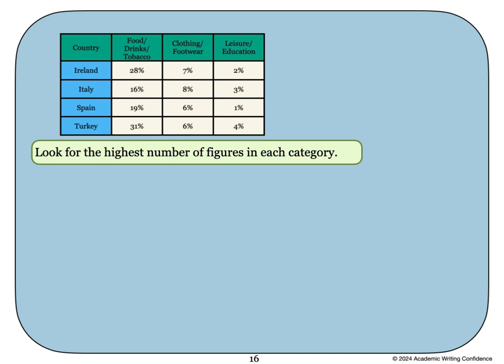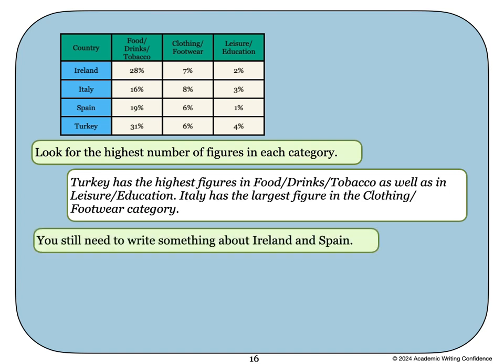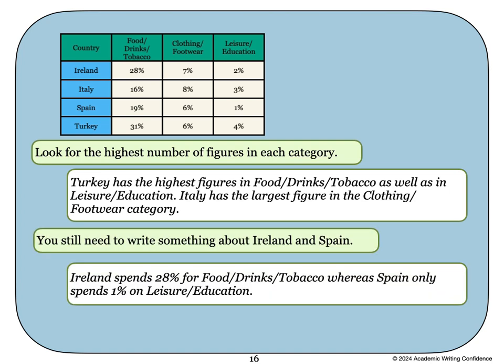Look for the highest number of figures in each category. Turkey has the highest figures in food, drinks, tobacco, as well as in leisure and education. Italy has the largest figure in the clothing, footwear category. You still need to write something about Ireland and Spain. Ireland spends 28% for food, drinks, tobacco, whereas Spain only spends 1% on leisure education.